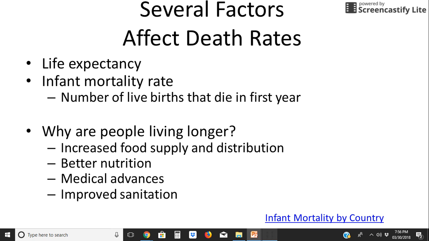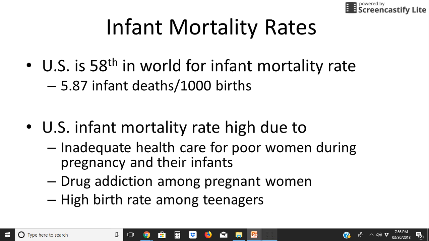And so we look at things like life expectancy and infant mortality rate. So, why are people living longer in certain developed countries? Mostly because we have this increased food supply and distribution, right, and ability to actually get the food, better nutrition overall, better medical advances, and improved sanitation. And so when we look at death rate, first we're going to look at infant mortality rate.